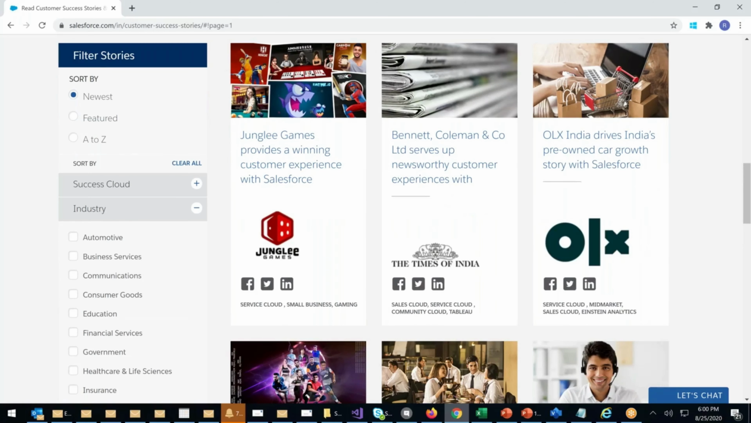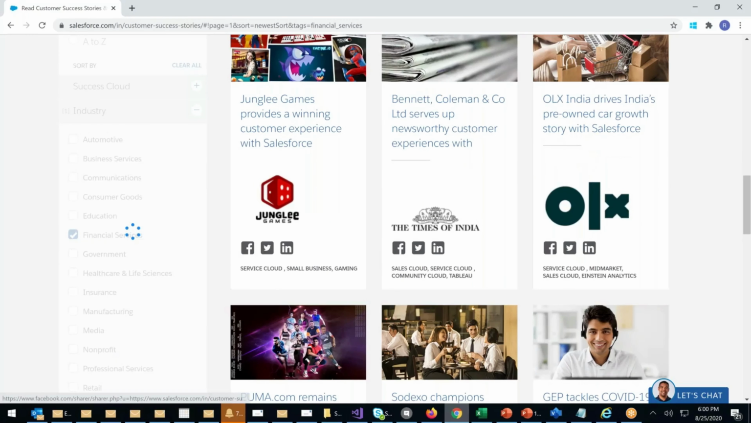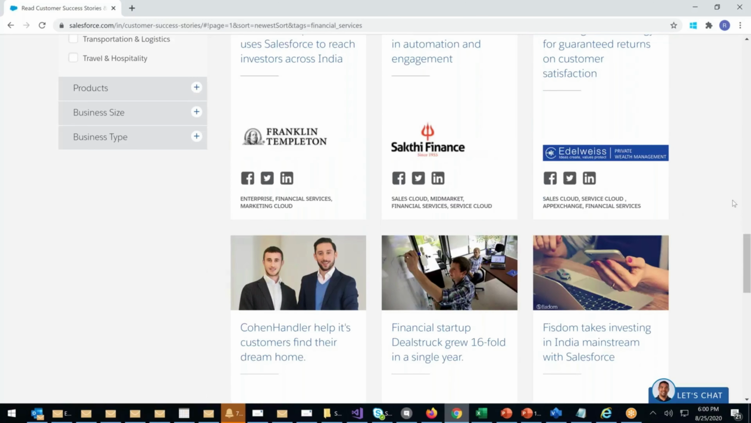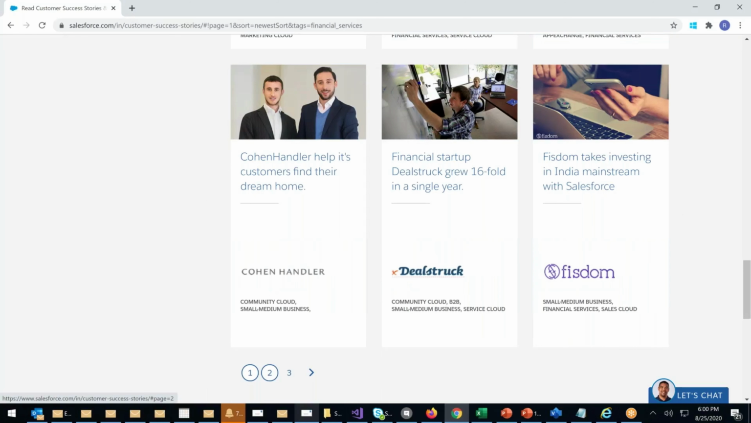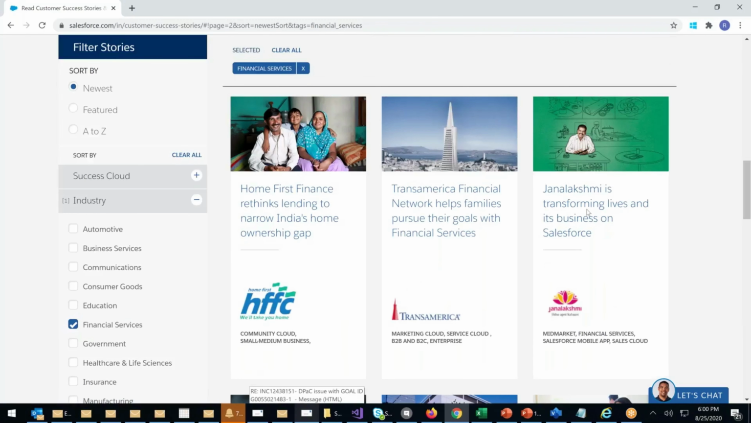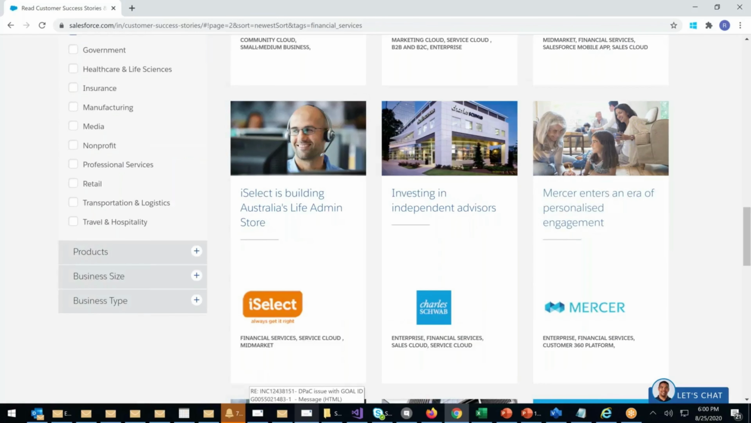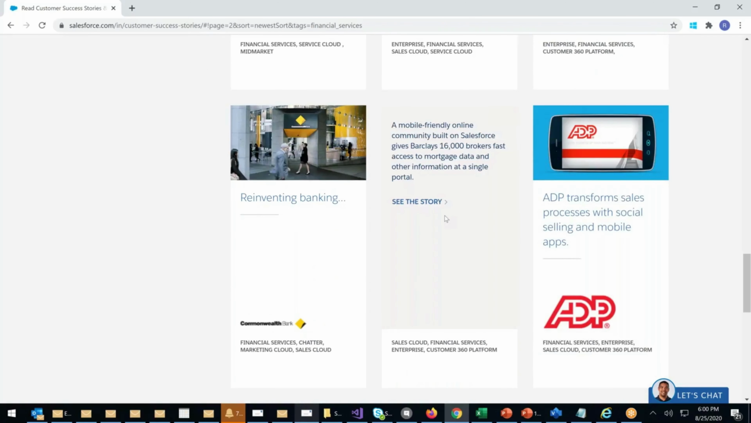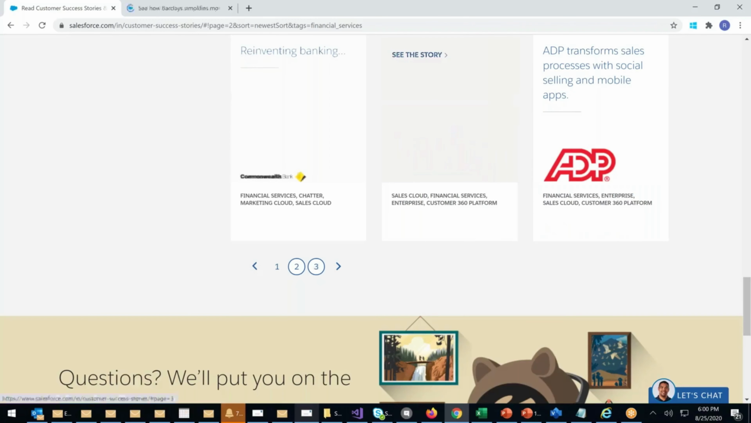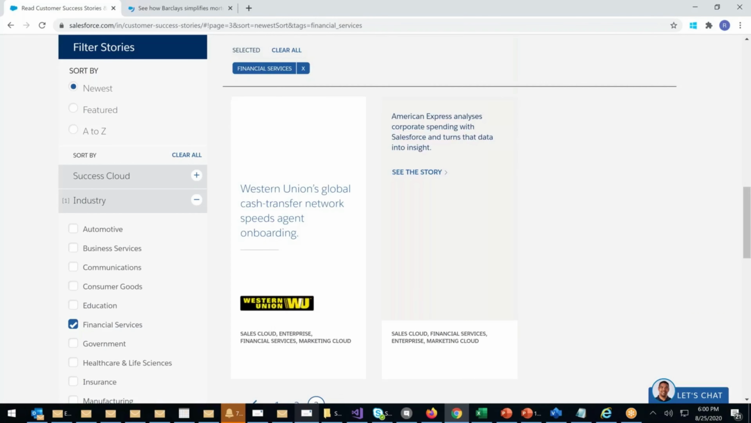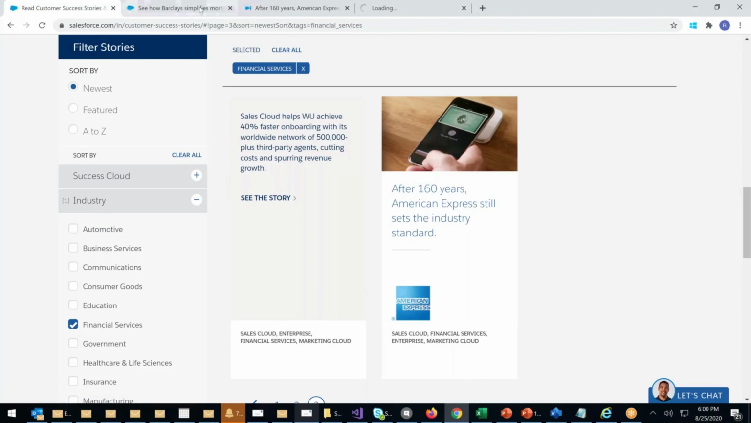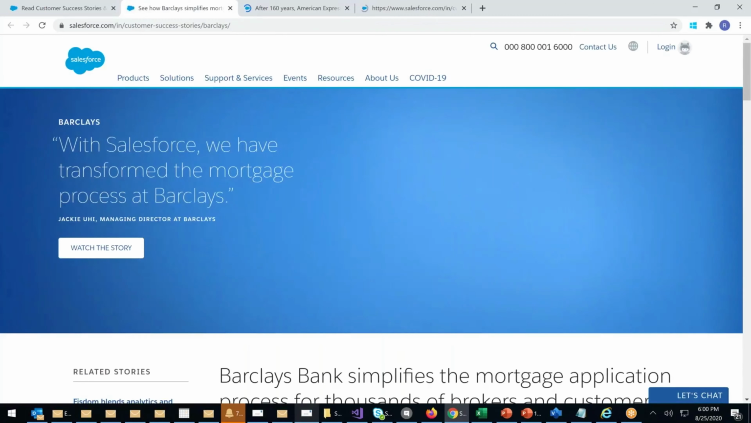Big banks are with Salesforce today. Franklin Templeton, Salesforce. American Express, Salesforce. Just a couple of them I'm showing you. Western Union Money Transfer, Salesforce. You see that? Barclays, it's on Salesforce. Barclays is not a small bank. American Express on Salesforce, see? Western Union Money Transfer on Salesforce. There are more. These are all banking industry.